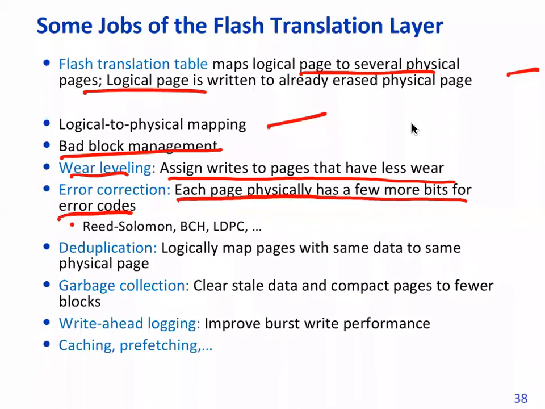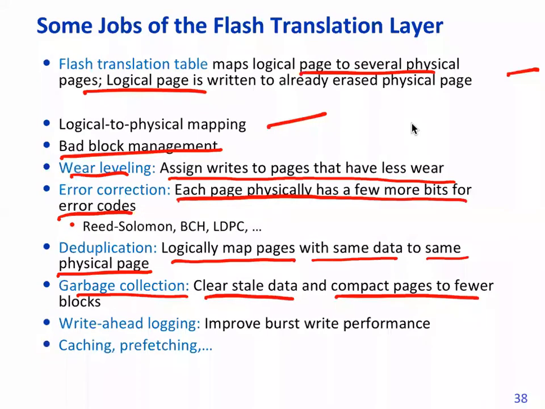Now we can also use a concept like we use in page tables, that many logical pages can be mapped to a single physical page. Similarly here, many logical pages with the same data can be mapped to one physical page, because translation is now also being done inside FTL. Garbage collection we have already seen that: clear stale data and compact pages into fewer blocks.